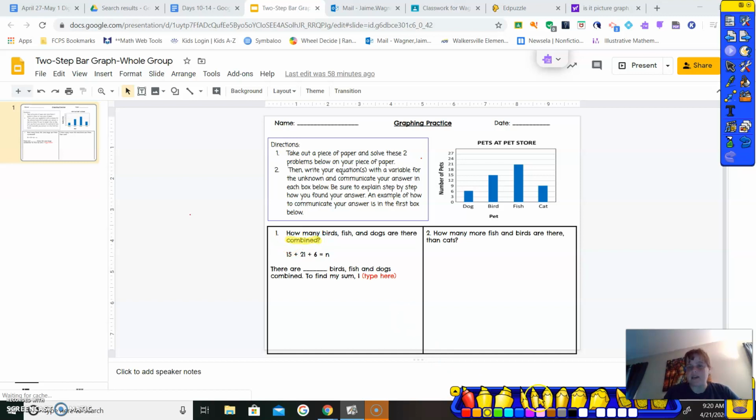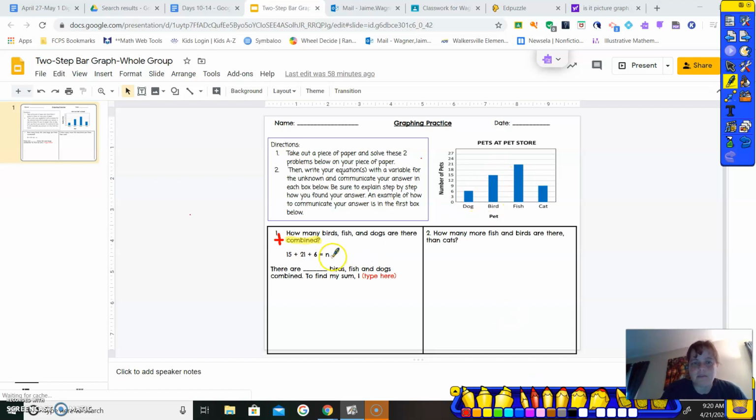Combined. I know that combined means that I'm going to need to add. Sometimes there are words that can be a little bit helpful to give you some direction on where to go with your problem. So how many birds, fish, and dogs are there combined?